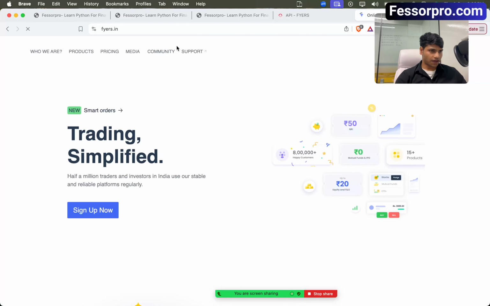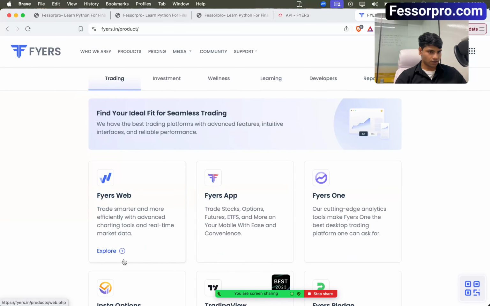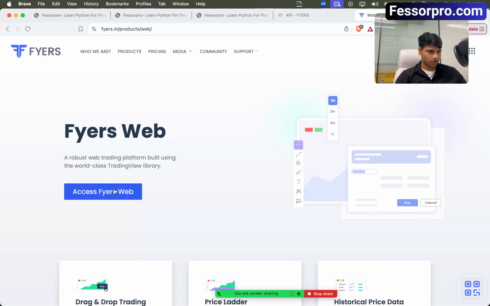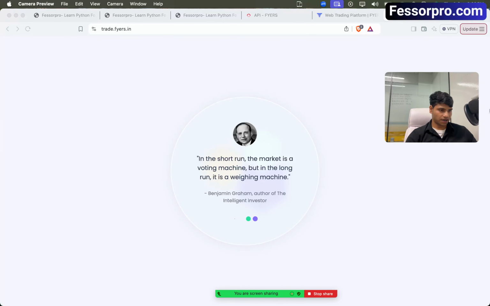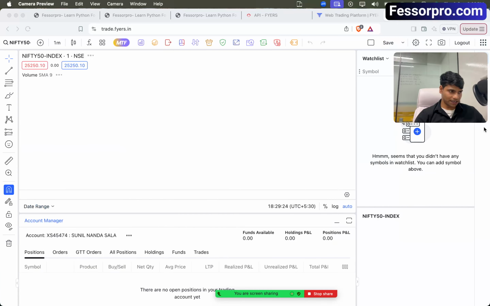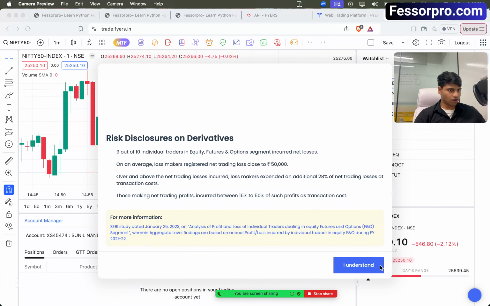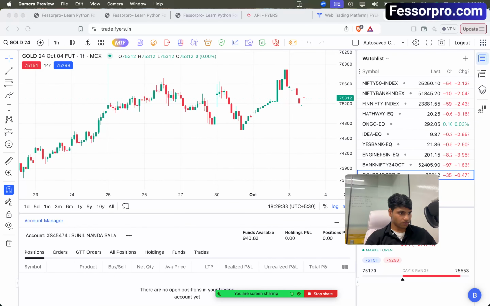If you go to Fyers.in, just click on product, click on Fyers web, access Fyers web. This is how their trading platform looks. You can either manually place the order or you can place the order by using the API. It's important to understand how to place manually first if you're new, because until and unless you understand how manual works, you cannot go to algo, right?